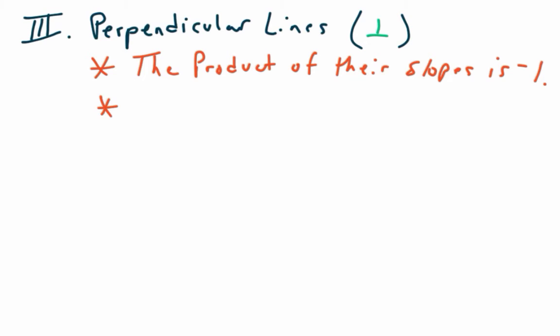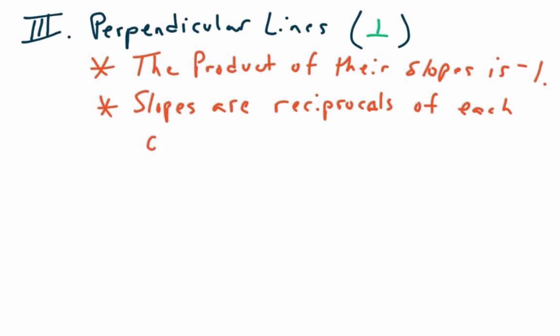Here's kind of the easier version of the truth, the way that's a little bit easier to find one: the slopes are going to be reciprocals of each other, but one has to be positive and one has to be negative. So slopes are reciprocals of each other with one positive and one negative. If you learn it that second way, it's just a whole lot easier to get.